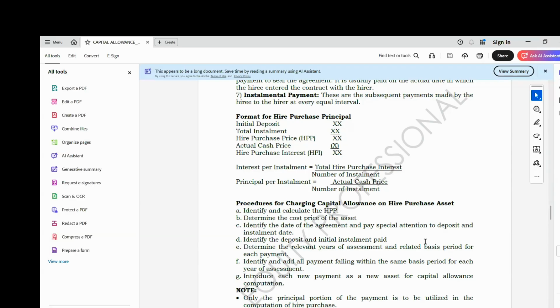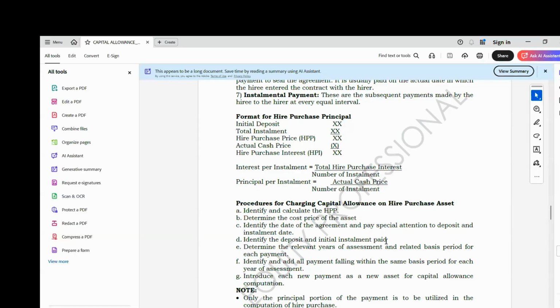Most especially, the date of the agreement is usually the date on which they are going to pay the initial deposit. The date that they enter into that agreement is usually the date that the initial deposit will be paid. So you need to pay special attention to the date of agreement and the instalment date. Then identify the deposit and instalment amounts paid. So all those amounts, you need to know them.